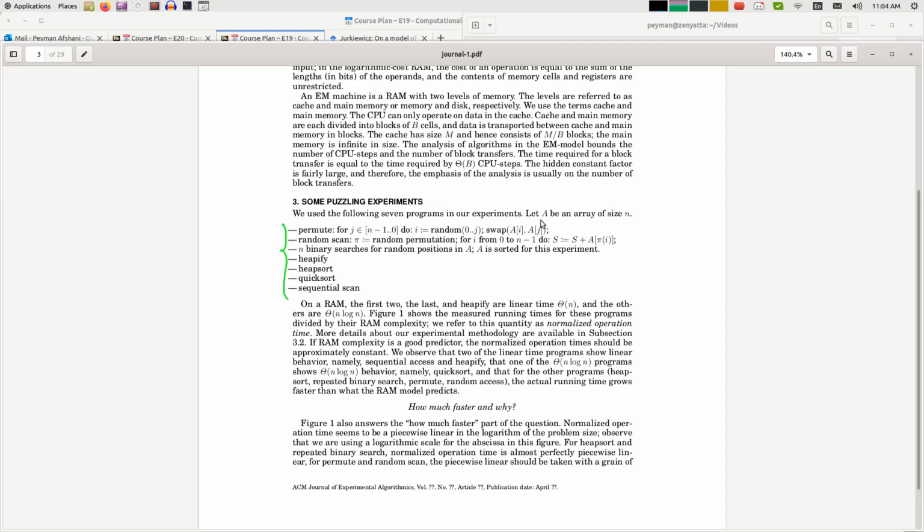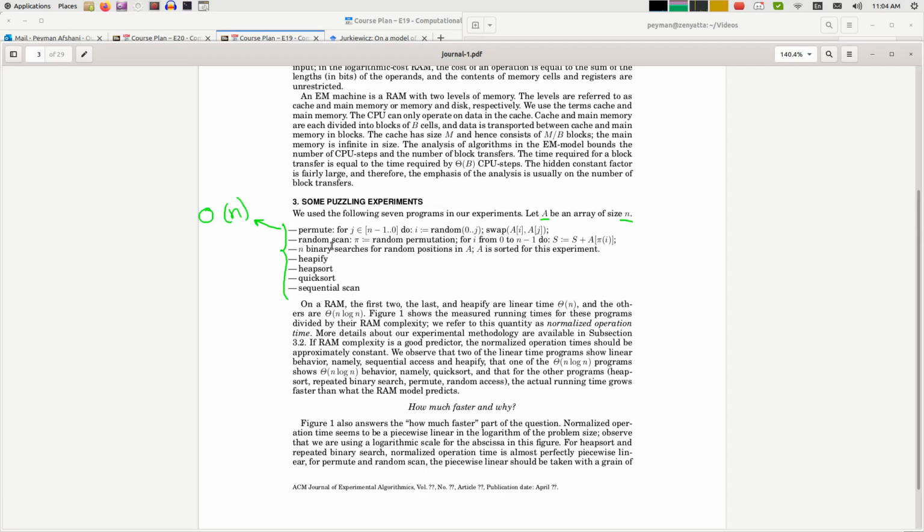So we have an array A of size n. Typically n could be big, but they're going to change n depending on their experiments. Permute essentially, for every iteration i, picks a random number j, and then swaps A[i] and A[j]. That's a very simple algorithm. What is the running time of permute? This is going to be O of n, because we have n iterations of the loop and every step is constant.